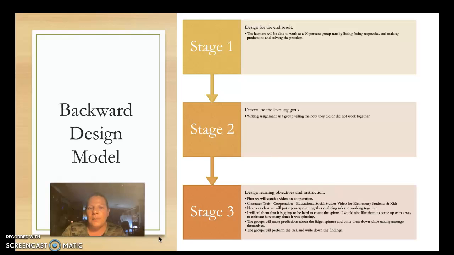Stage two would be determining the learning goals. It would be a writing assignment as a group telling me how they did or did not work together. The final stage is learning the objectives in the instruction. First, I want to watch a video on cooperation. I have that in my backwards design model and in my lesson plan.